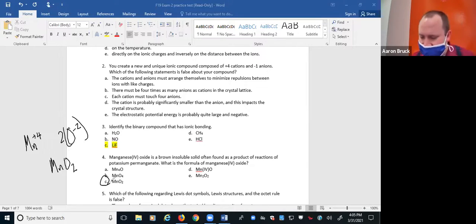So anytime you see a charge in Roman numerals or a number in Roman numerals in a nomenclature, that tells you two things. First of all, it tells you that it's ionic. Second thing it tells you is that that is the charge on the metal ion. So it would be MnO2.